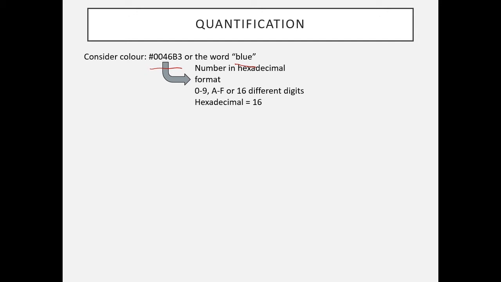Well, quantification is more precise. The word blue means blue, but is it dark blue? Is it light blue? Whereas we'll see with the hexadecimal, it's much more precise. In what way?